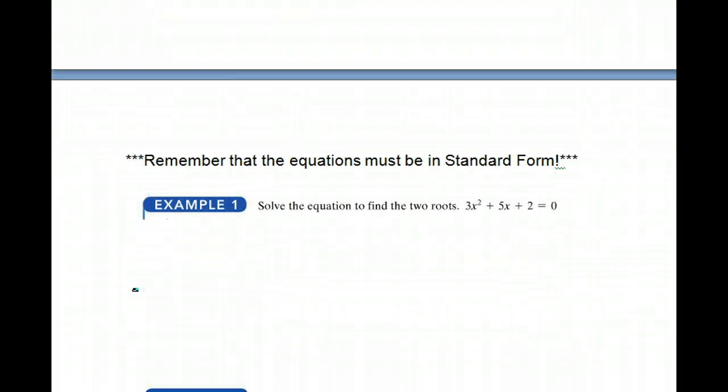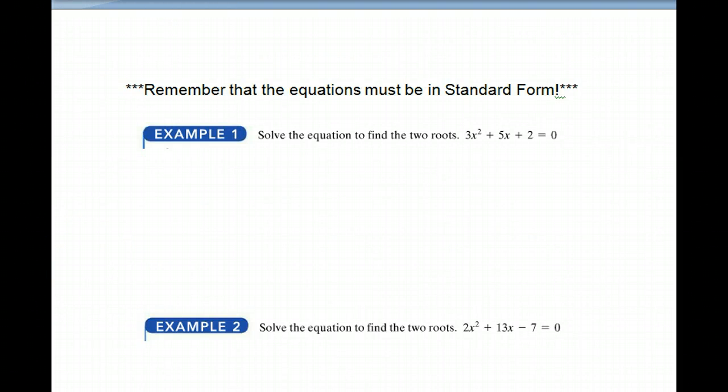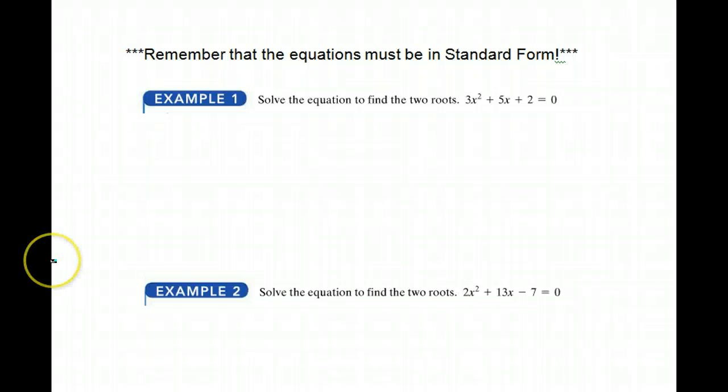All right, so here we go. We're going to learn how to solve these problems. Please remember that the equations must always be in standard form. They have to be in the form of ax squared plus bx plus c, and they absolutely have to be set equal to 0. If they're not set equal to 0, then you need to manipulate that equation and move some terms around so that they are equal to 0.